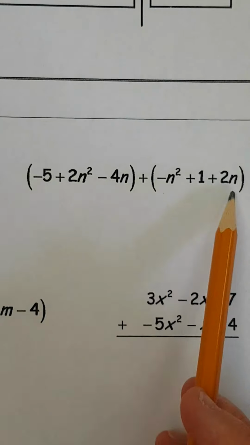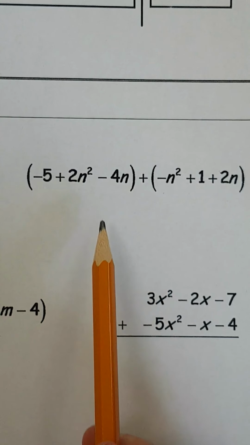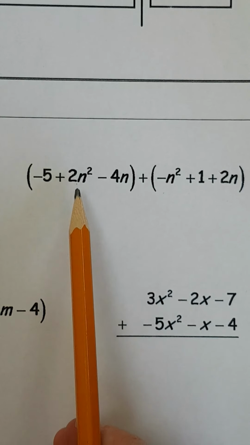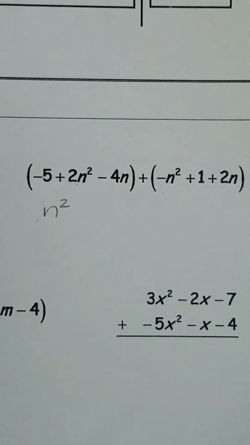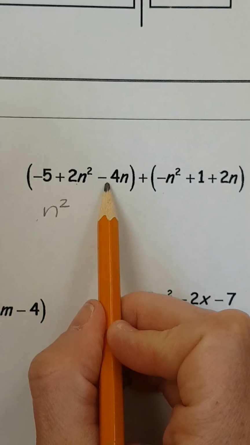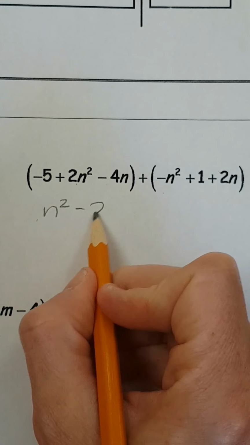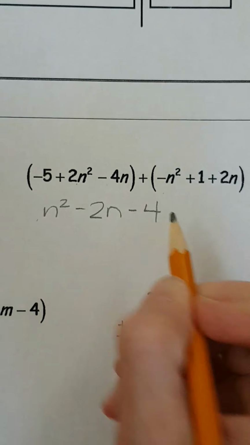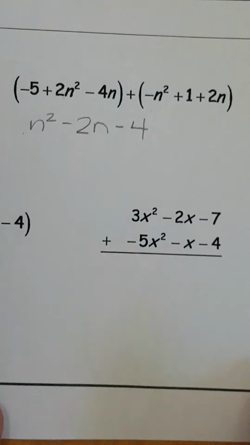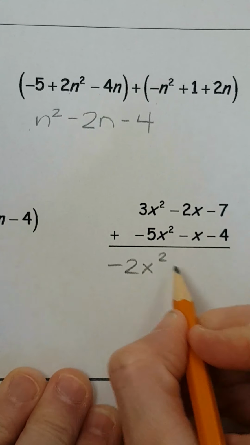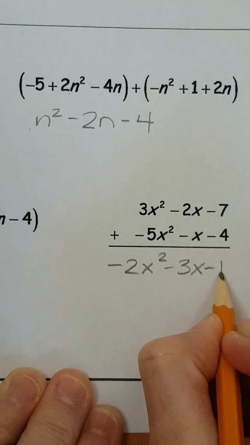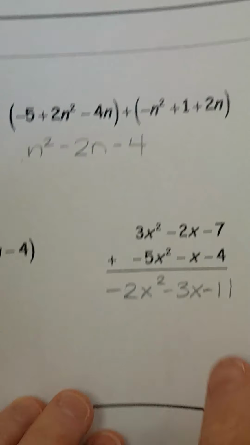I've kind of mixed up the terms a little bit, so we'll deal with the n squareds first. So 2n squared minus n squared. And you can always put the 1 there. You won't see it in my answer key, but that's the numerical coefficient. Negative 4n plus 2n, and minus 4. And the last one on this page, negative 2x squared minus 3x minus 11.